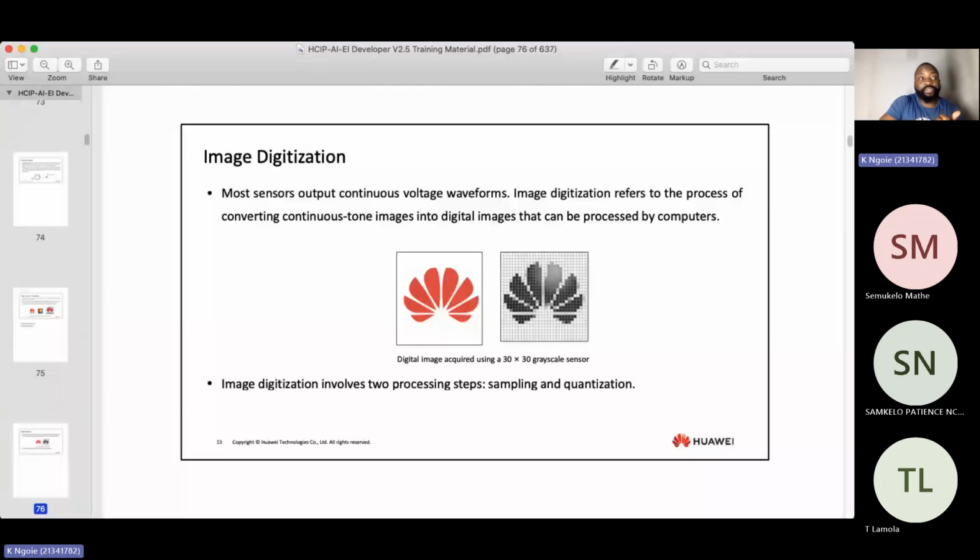And then we're going to have sampling and quantization. When we talk about sampling, that means we're going to determine the spatial sampling.